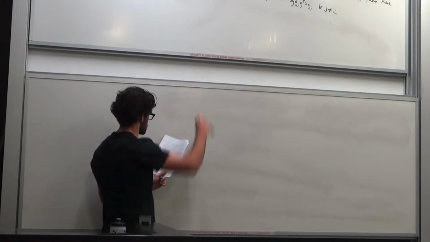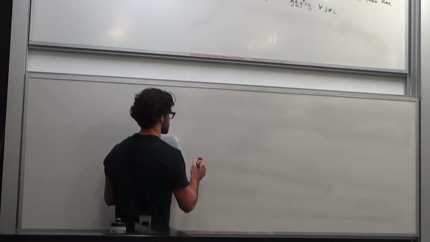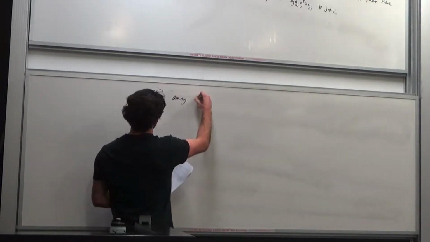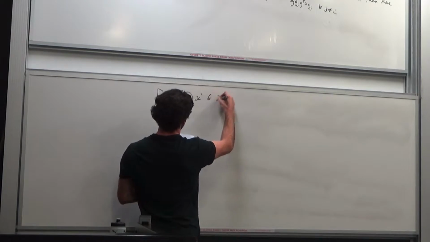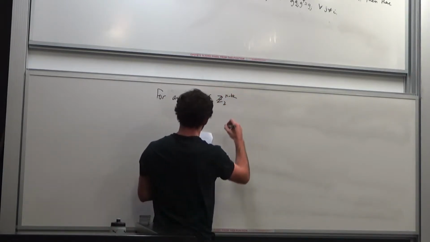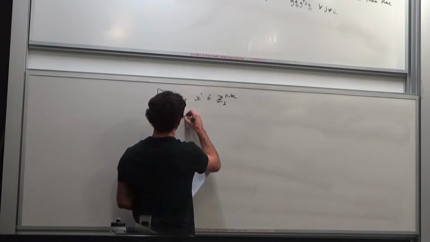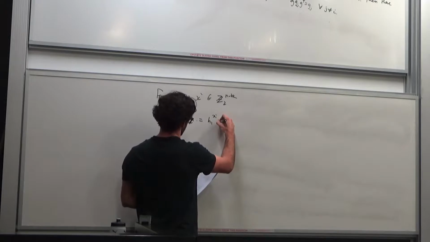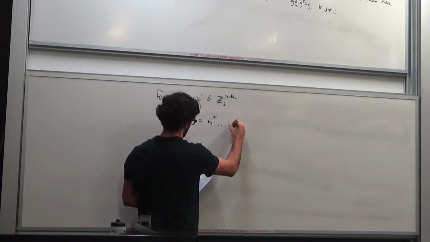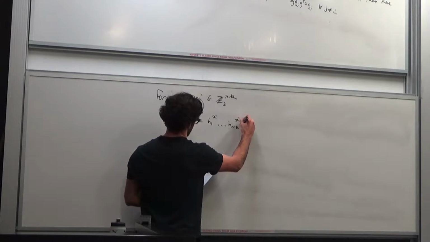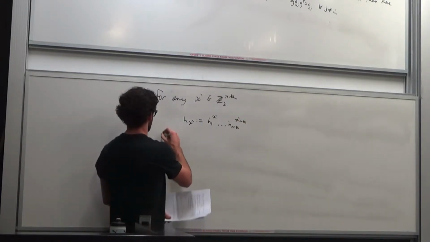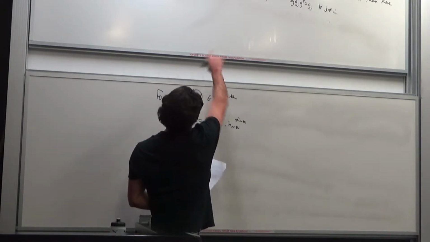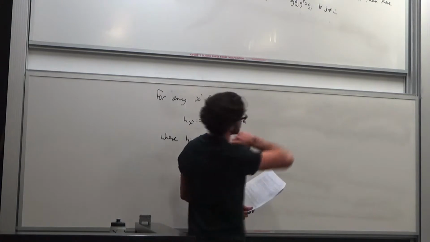So in light of this lemma, we're going to write down a specific element of Gn. For any x prime in Z2 to the n minus k, define h_x prime to be this product, such that the hi are these elements that anticommute with the gi and commute with everything else. Okay.